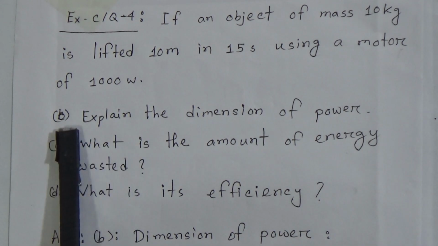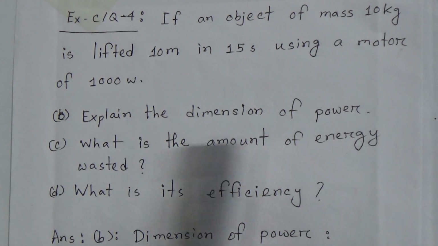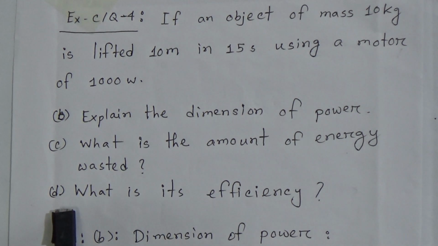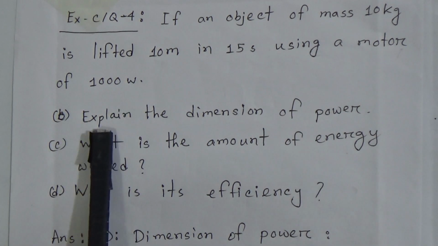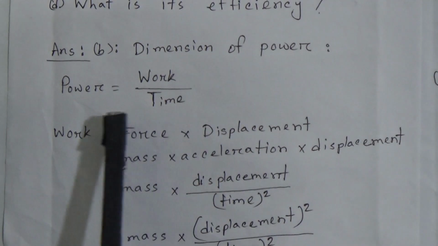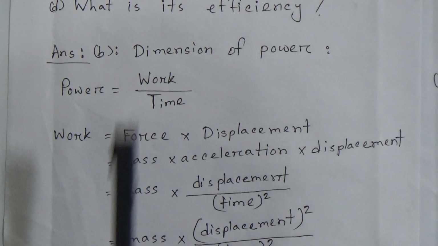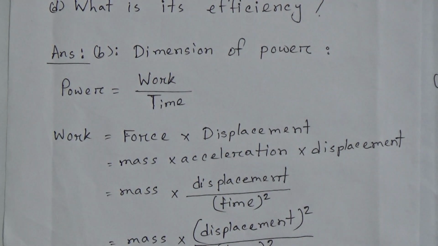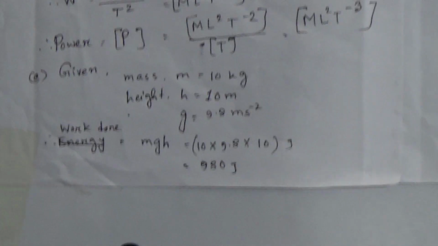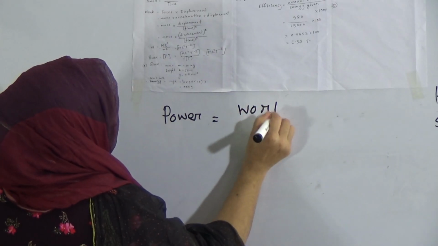In this CQ, question number B, explain the dimension of power. Question number C, what is the amount of energy wasted, and question number D, what is its efficiency. So, first of all, we will solve question number B, explain the dimension of power. We know the formula of power: power equals work divided by time.